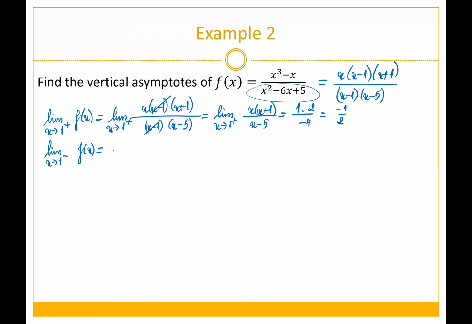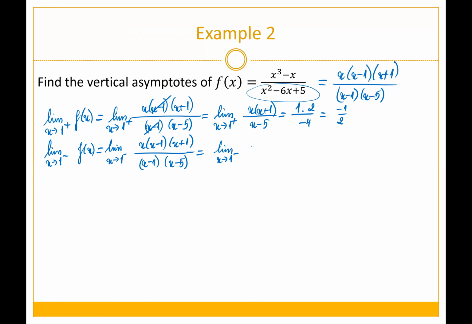Note that if we take the limits and they give us the same number, then you can say your f(x) has a jump or removable discontinuity there. You have x minus 1, x plus 1, over x minus 1, x minus 5. Now it's going to give us the limit as x approaches 1 minus. Sorry, it's 1 minus.